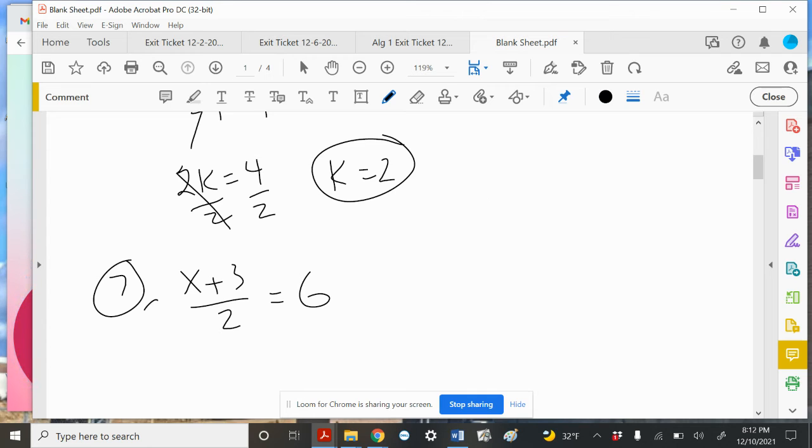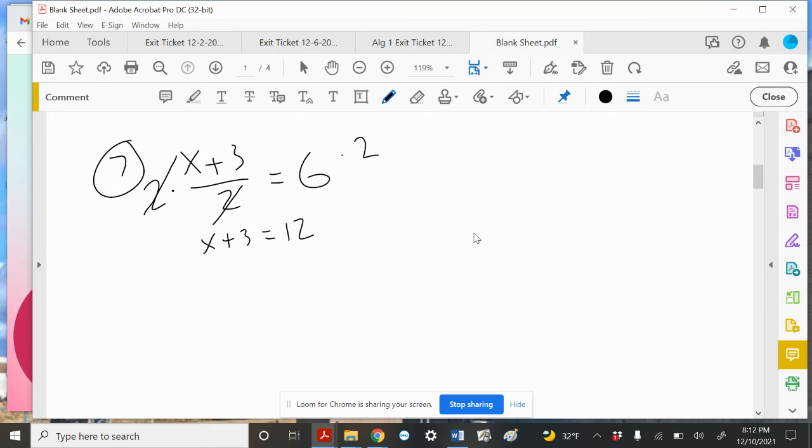So my first step would be to multiply because I'm not adding or subtracting anything to the whole thing. I am to the x. But because of that 2 in the denominator, I want to multiply first, and let me explain why. Because that 2 and that 2 will cancel. That's what we really want to do. And so I get x plus 3 equals 12, because 6 times 2 is 12. I'm then going to subtract 3 from both sides, so I get x equals 9. So x equals 9 for number 7.